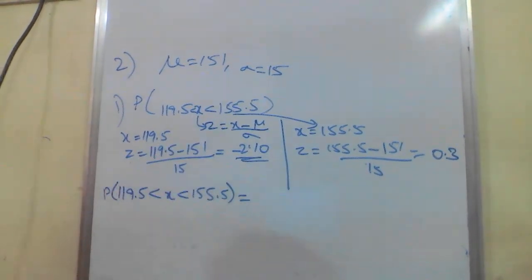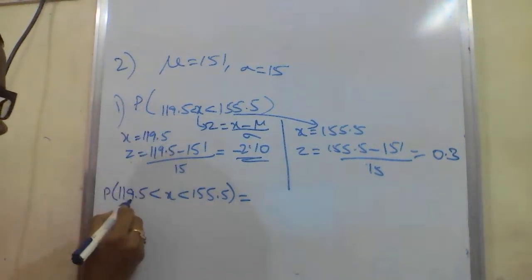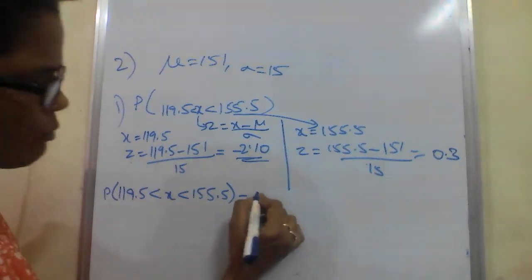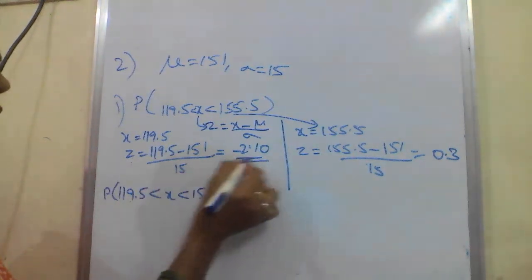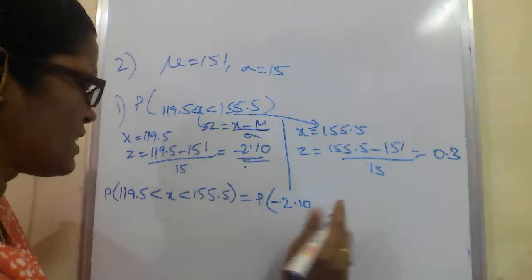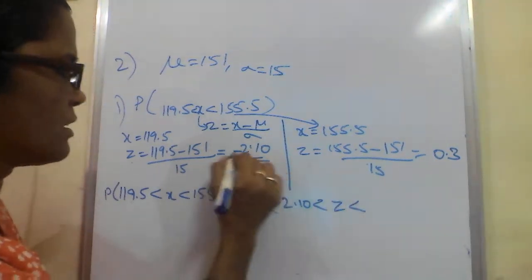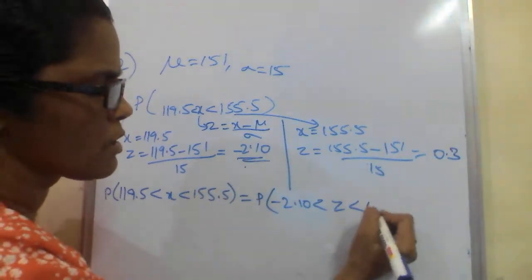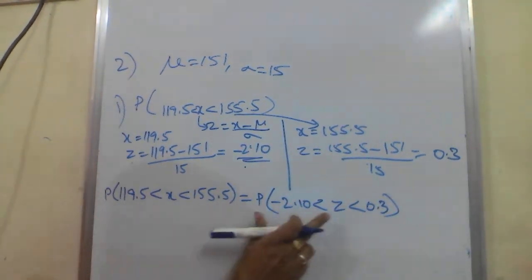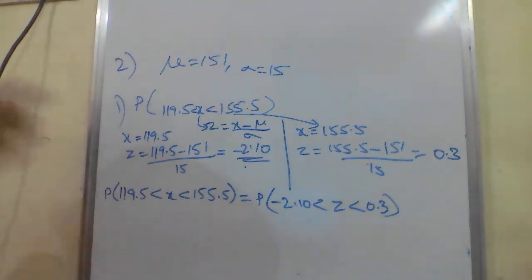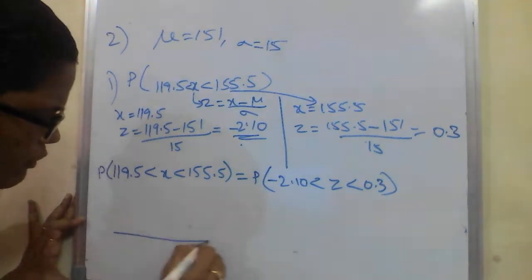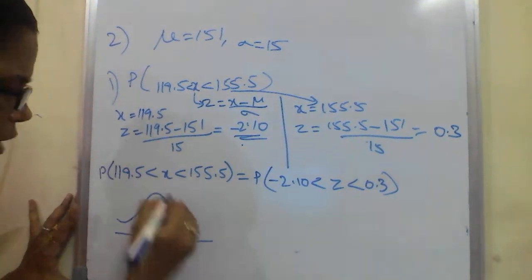So now this probability of 119.5 less than or equal to x less than or equal to 155.5 comes to P of this value we have converted into minus 2.10 less than z less than, this 155, I got it as 0.3. So this value I have to find. I told you, if they ask you a problem in normal distribution, just put the figure first. Without the figure you cannot find.